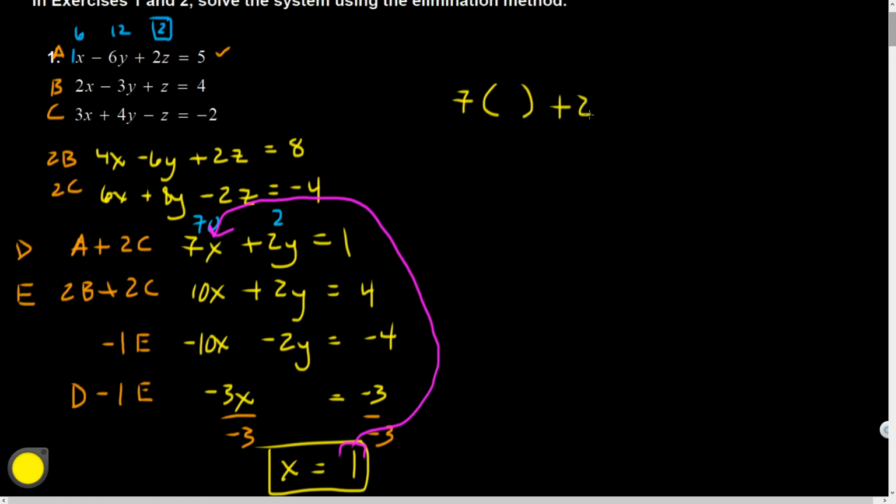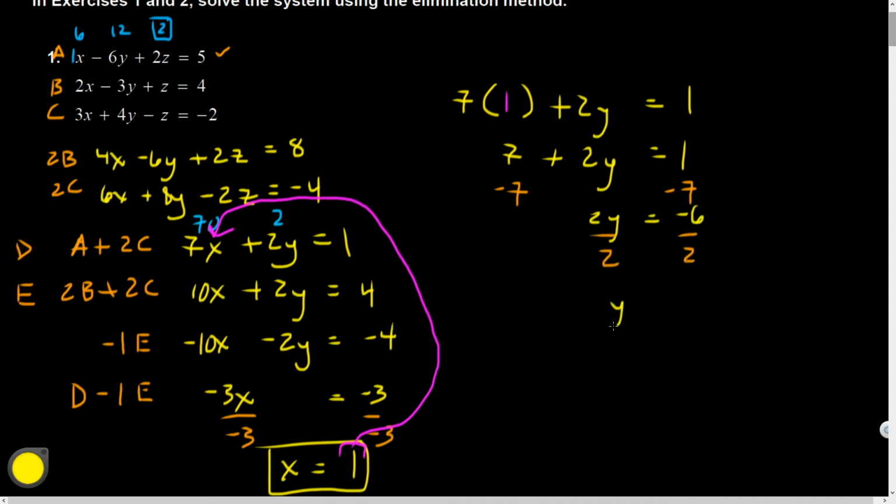So 7x plus 2y equals 1. I'm plugging in 1 for x. 7 plus 2y equals 1. Subtract 7, both sides. 2y equals negative 6. Divide by 2, divide by 2. And I get y equals negative 3.